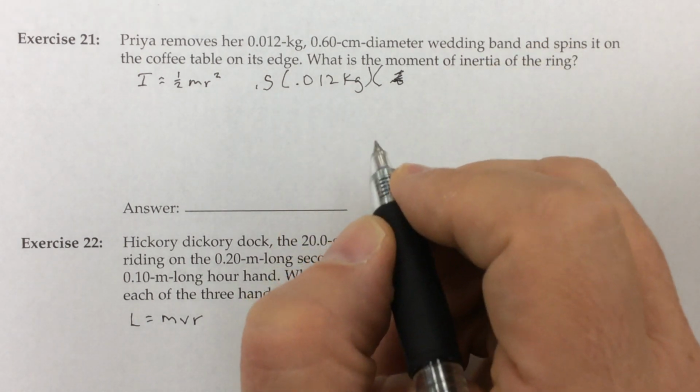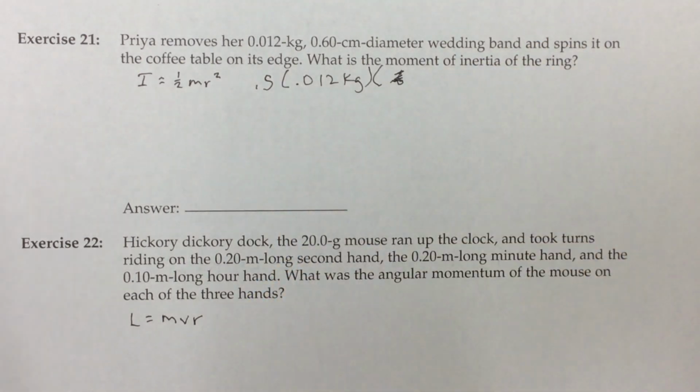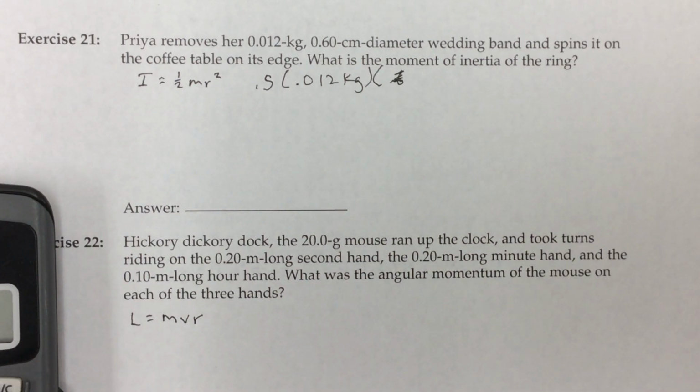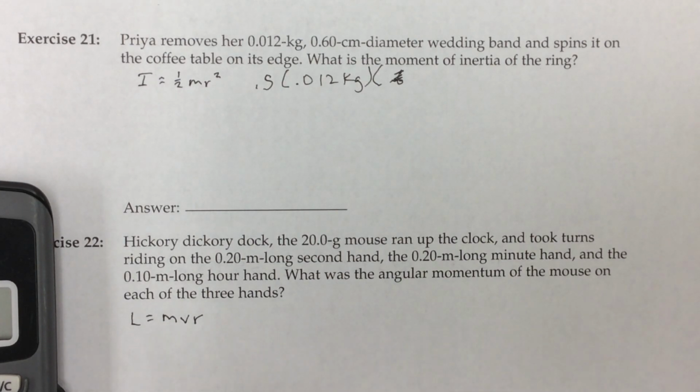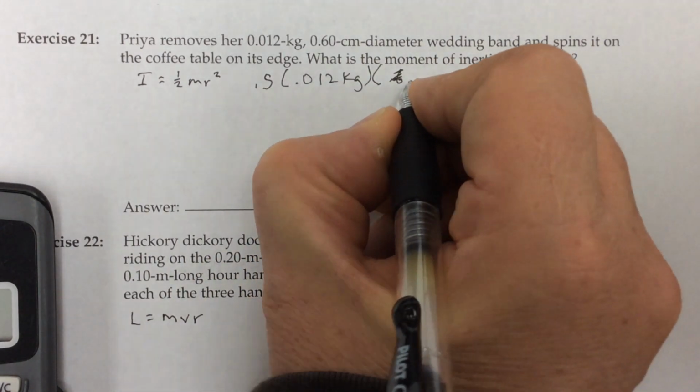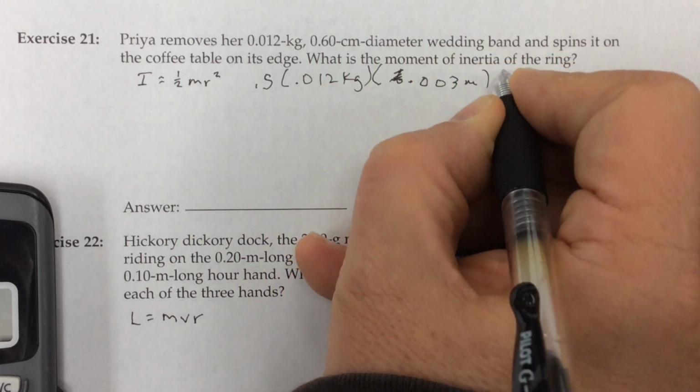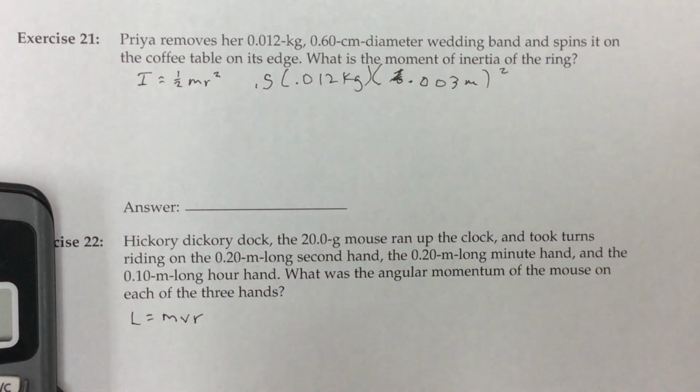We need to find the R, right? So first of all, we're going to have to say 0.3, because it's not 0.6. Its diameter is 0.6, so radius is half of the diameter, so it's 0.3. Then you're going to have to divide by 100 to get from centimeters to meters. So this is going to be 0.003 meters, and then you're going to have to square that.